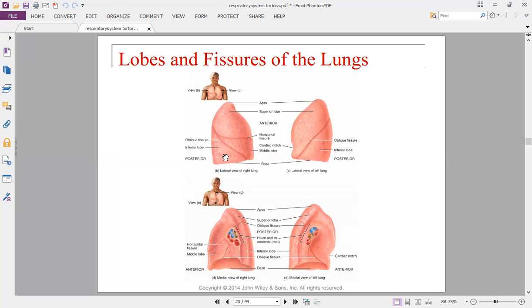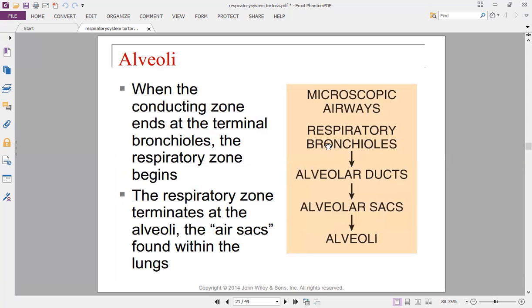And how many lobes do you see? You see an inferior lobe, a middle lobe, and a superior lobe. So in the right lung, there are three lobes. In the left lung, there is just an oblique fissure which separates the inferior lobe from the superior lobe. There is no horizontal fissure here. There is no middle lobe here, because if you compare the left lung and right lung, the left lung is a bit smaller because it needs to have a cardiac notch. In the cardiac notch, the heart is present.